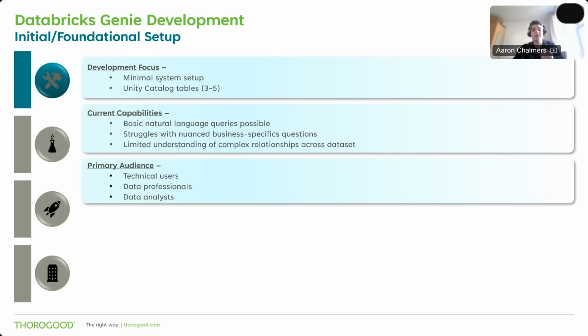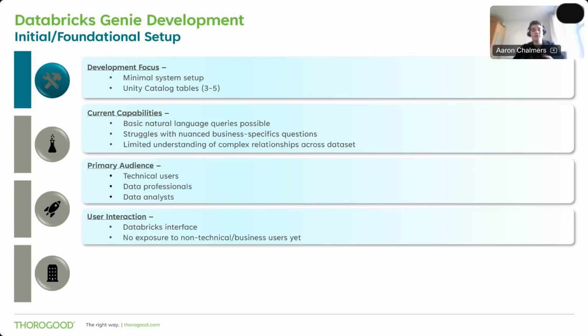The primary audience should be technical users, such as data professionals or data analysts. These people should have an understanding of both the data and the generated SQL code, so that they can verify the answer generated to ensure that Genie is correct and flag any issues. These technical users can interact with Genie via the Databricks interface, and no exposure should be given to non-technical or business users at this point. This is because at this stage, any incorrect answers may not be flagged by business users or may cause users to lose trust in the tool, before it's even been given a chance to develop.